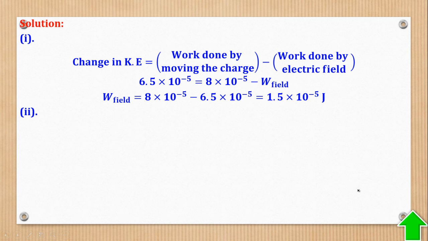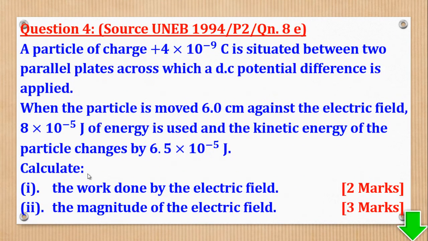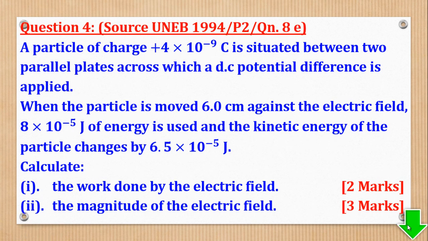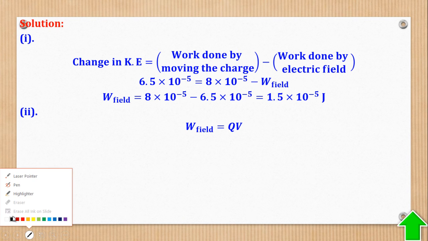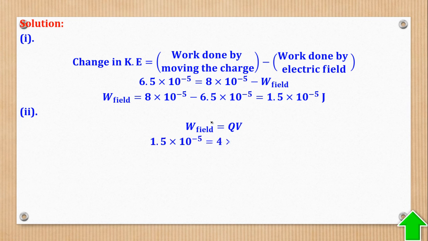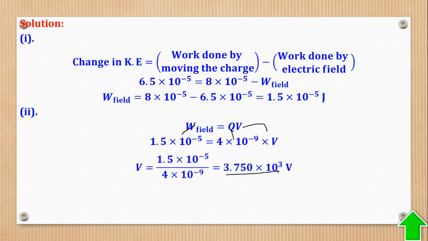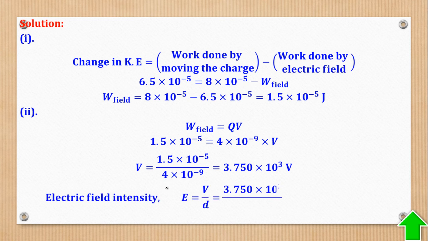Then for Roman 2, they wanted the magnitude of the electric field. So we know that work done is equal to charge times potential difference. Therefore, work done is that, charge is that, potential difference we don't know. So we can make it the subject to get this as the potential difference. Therefore, electric field intensity is equal to V over D. V is here, and D was given in the question. You'll be able to get your electric field intensity, and that's what they wanted.